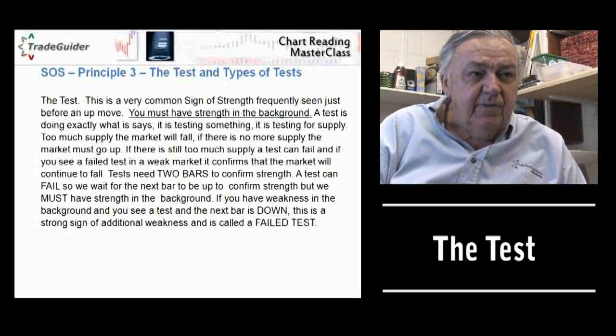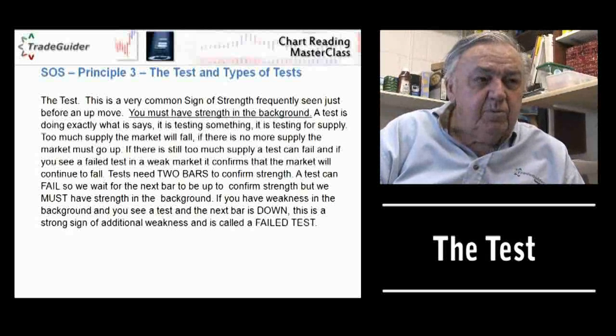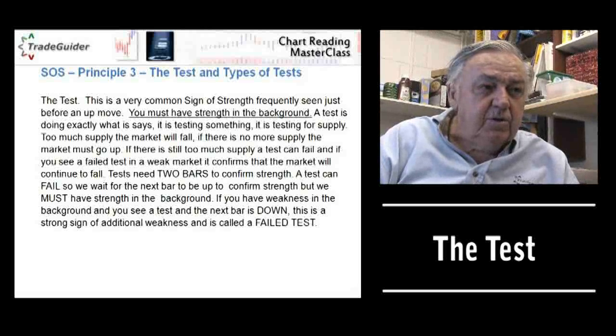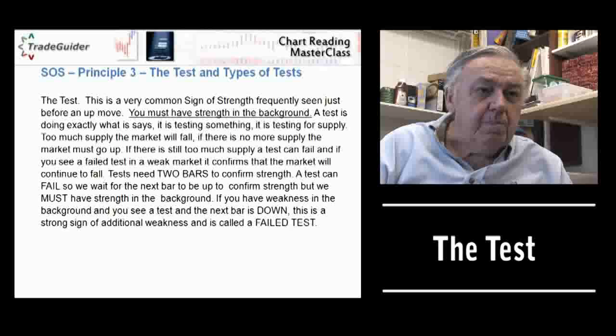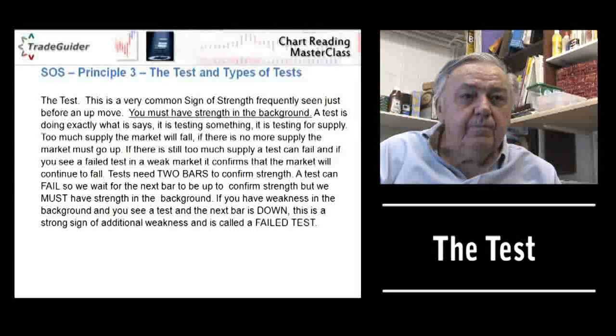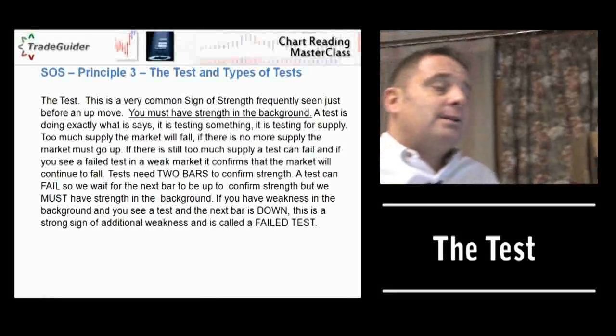Yeah, we've talked about anything high volume and up bars, especially if they're narrow spreads, especially if they've got signals on them, that's weakness. And I've said here, if you have weakness in the background and you see a test and the next bar is down, this is a strong sign of additional weakness and it's called a failed test.